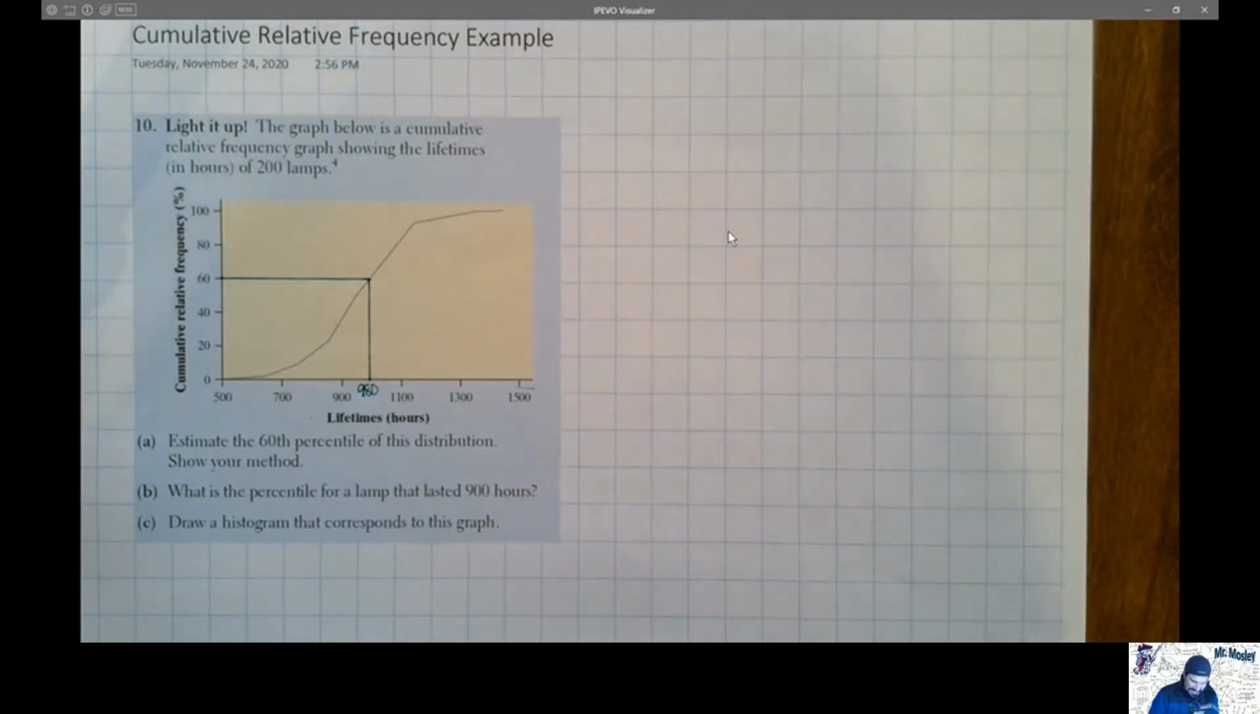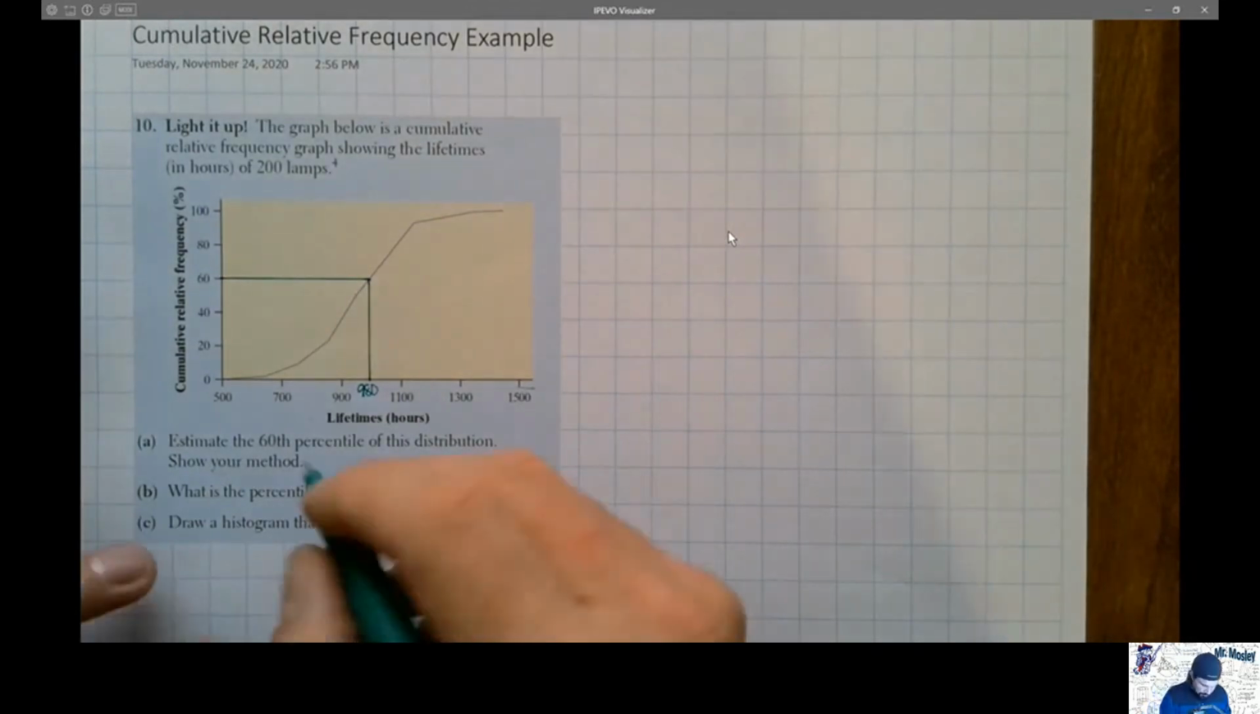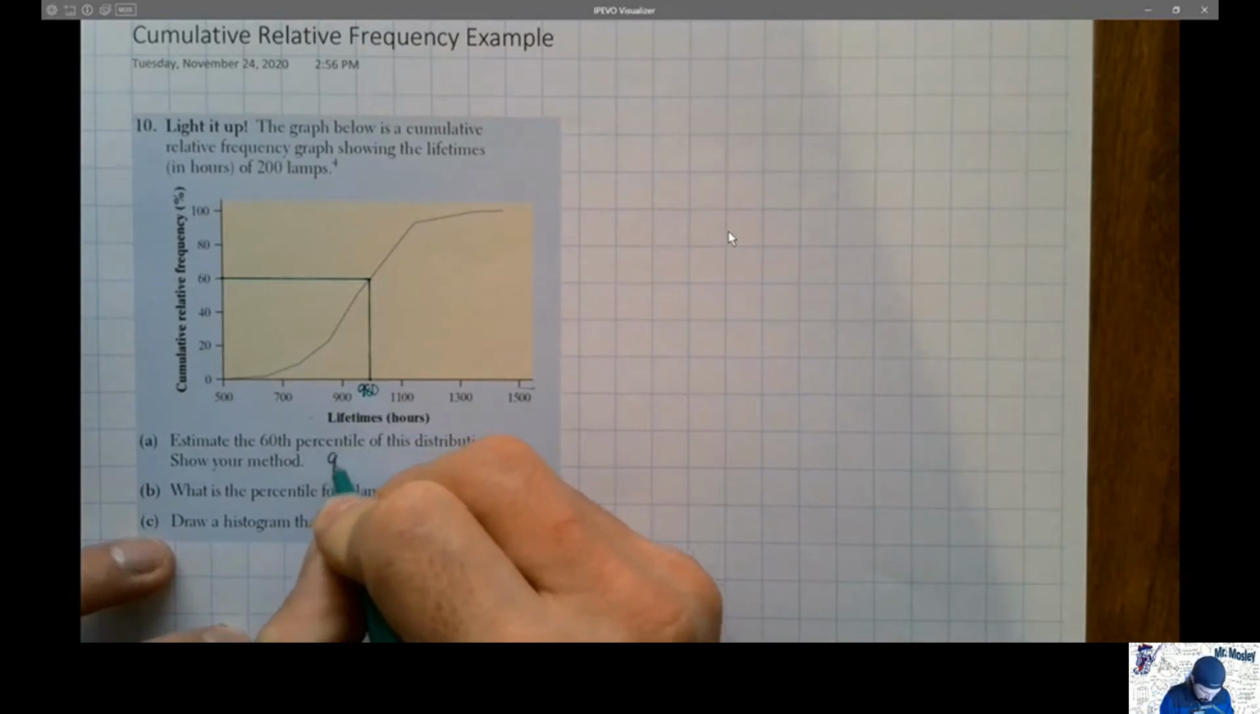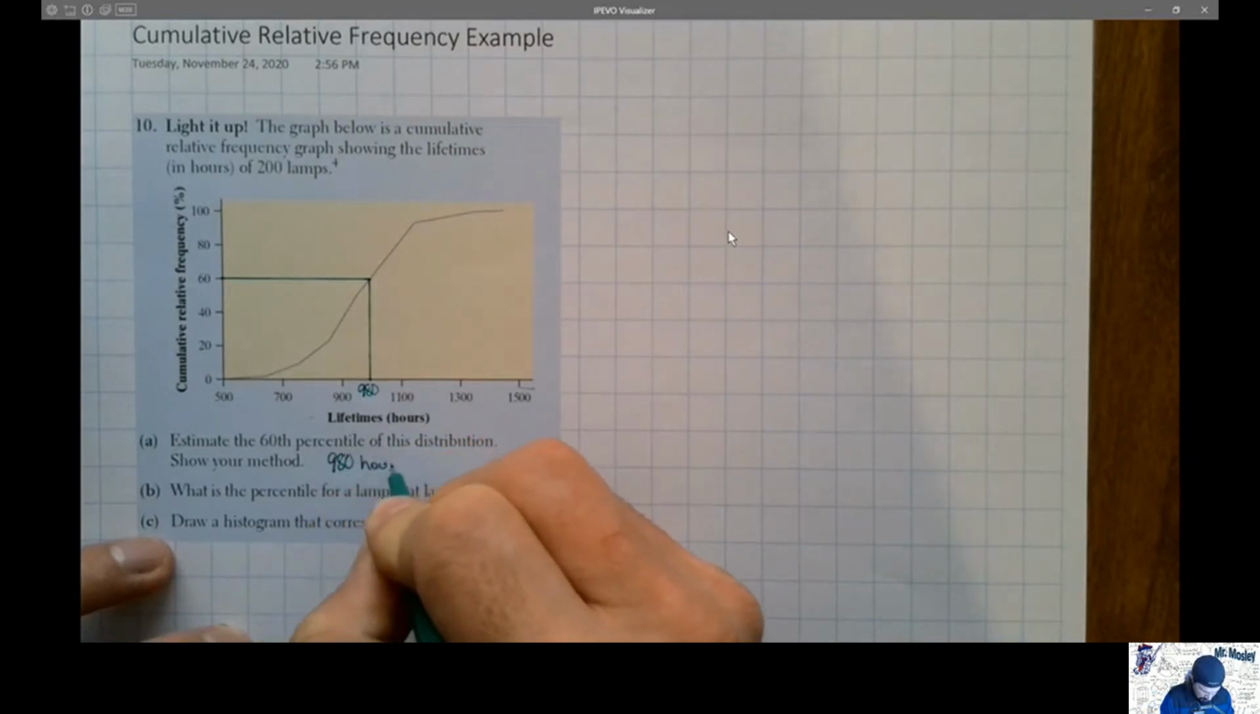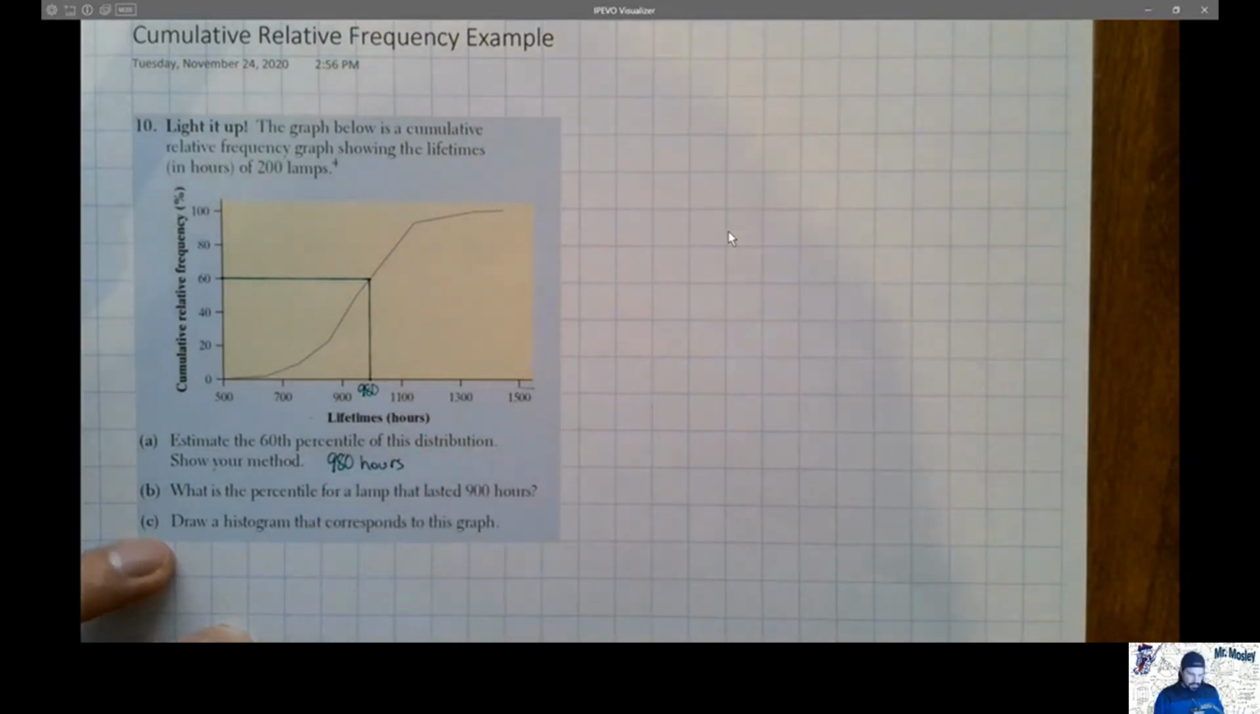All right. So the 60th percentile in this distribution is 980. That means that at 980 hours, 60% of the lifetimes of the lamps were lower than that. So here we'll say 980 hours. What is the percentile for a lamp that lasted 900 hours?